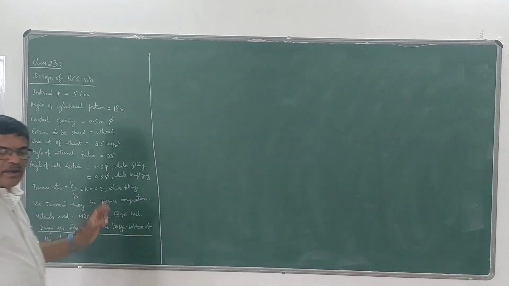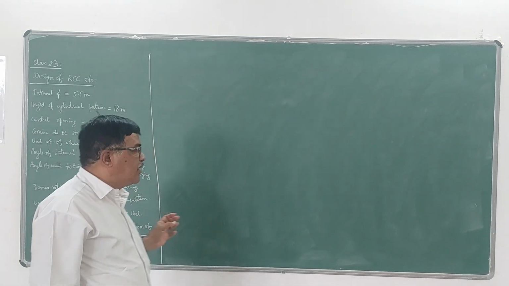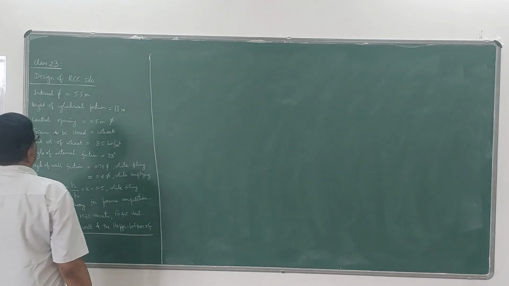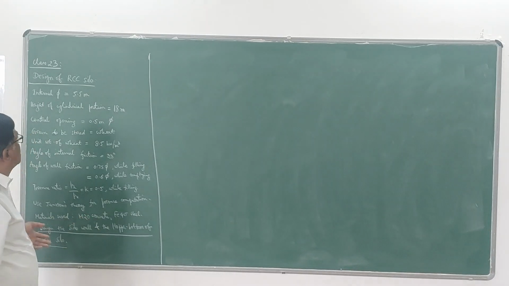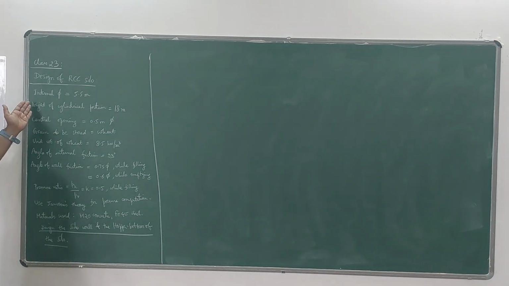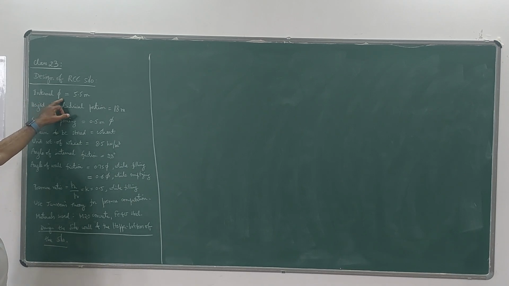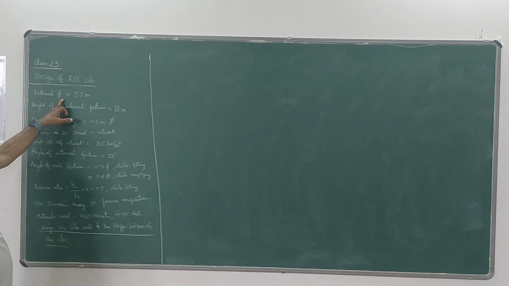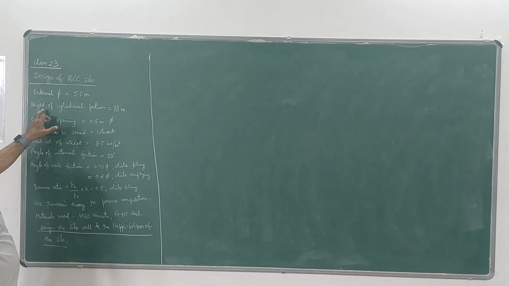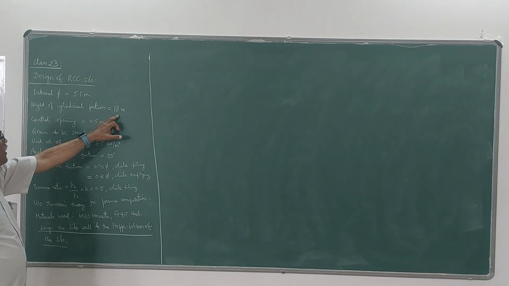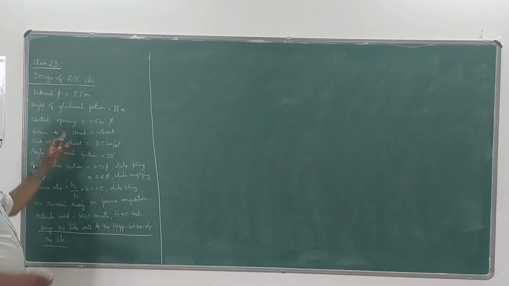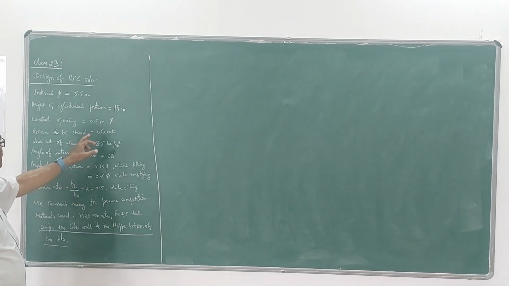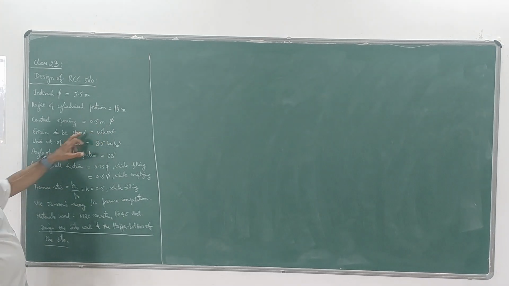So we will take up a design problem of an RCC silo. Of course, it's an examination problem. So the data given is like this. Internal diameter of the cylindrical silo is 5.5 meter. Height of cylindrical portion is 18 meter. Central opening at the bottom of the hopper bottom is 0.5 meter diameter.